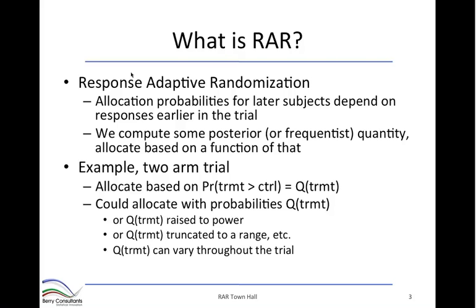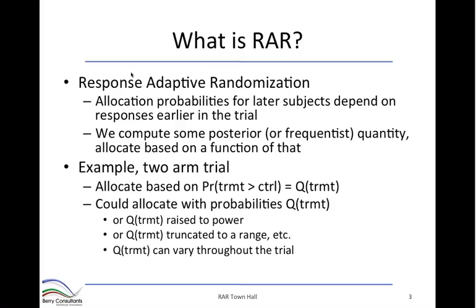A lot of times people talk about raising that quantity to a power, perhaps taking the square root, for example. You can truncate it to a range. You can say, I never want to make it too extreme, so I'll truncate it between 20 and 80%. You can also truncate it down, for example. So you could go the opposite direction. If I ever get to 90-10, I'm just going to stop and do 100% on the one that looks better.